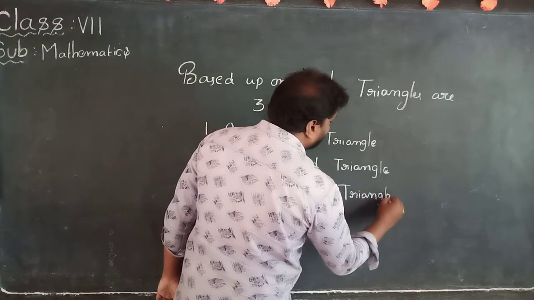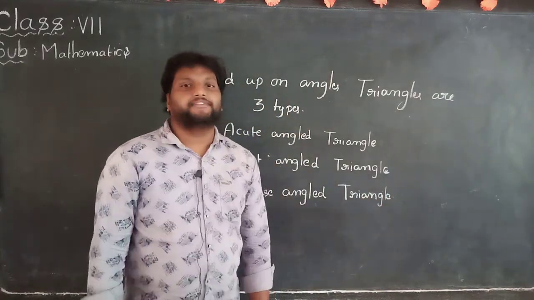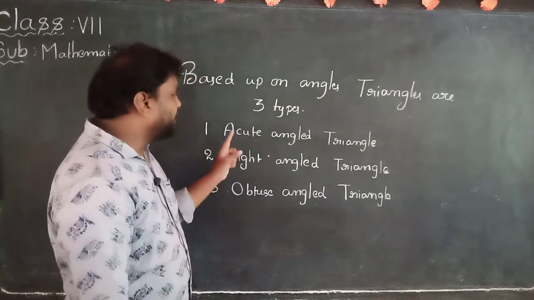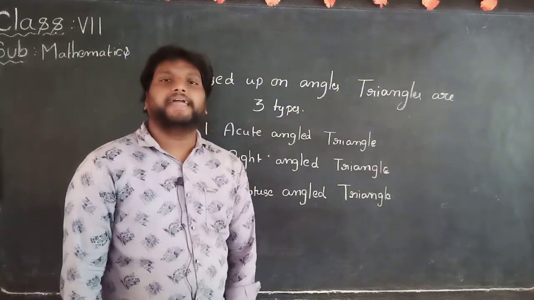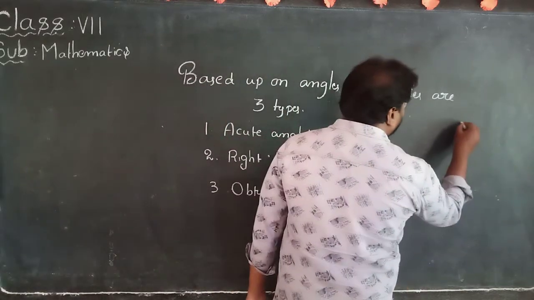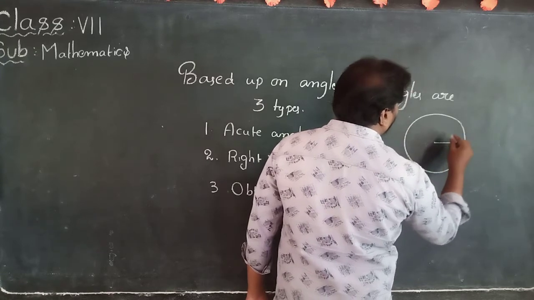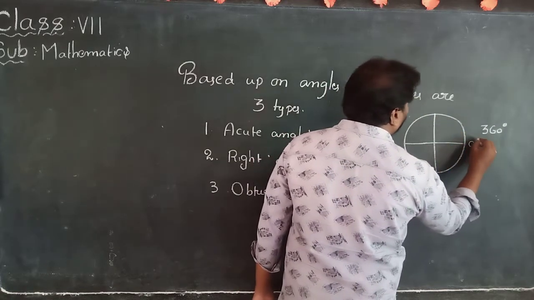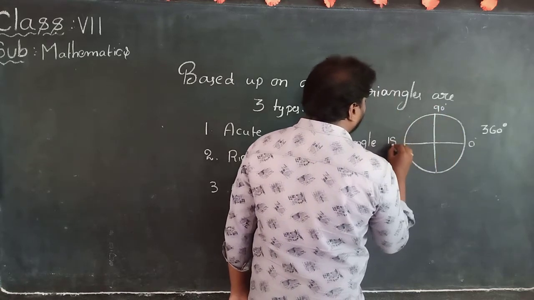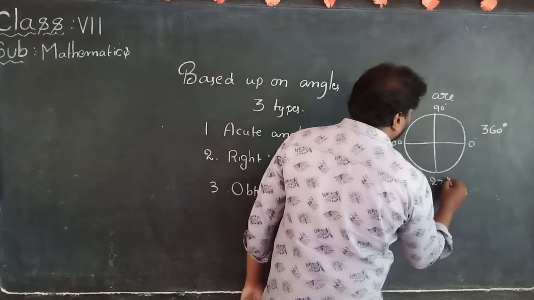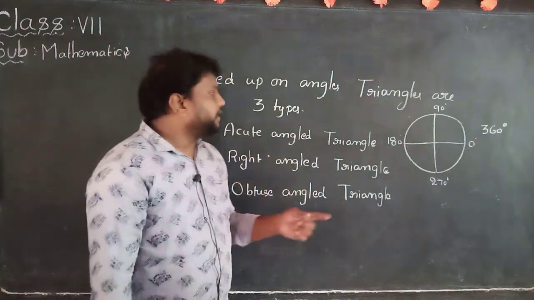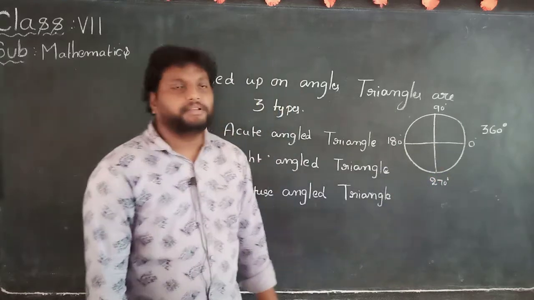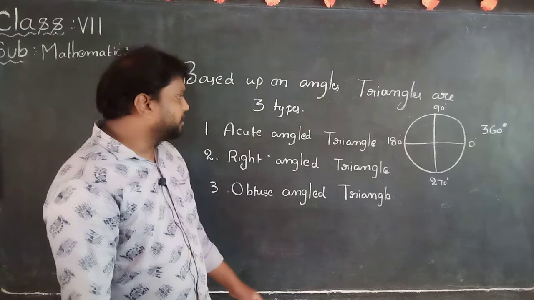Already we know what a triangle is and what an angle is, but what are acute, right and obtuse? The angle value in a circle is a total of 360 degrees. If we separate a circle into four parts, we get 0, 90, 180, 270, and here again comes 360 degrees.